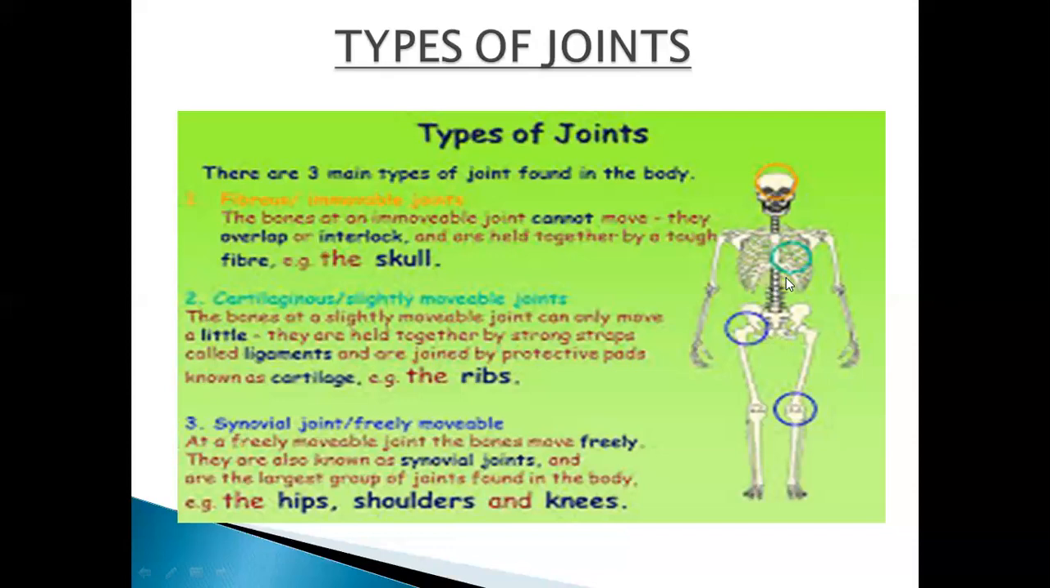You can bend over. You know that your vertebral column is also helping you in the bending process. So you can say that it is also showing slight movement, so these are known as slightly movable joints. Next to them are the synovial joints, whose other name is freely movable joints. At a freely movable joint, the bones move freely. They are also known as synovial joints and are the largest group of joints found in the body.